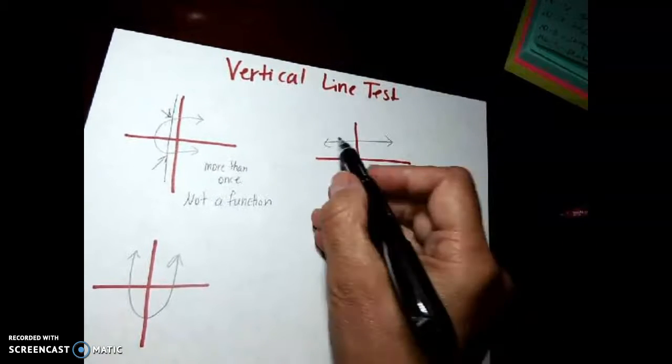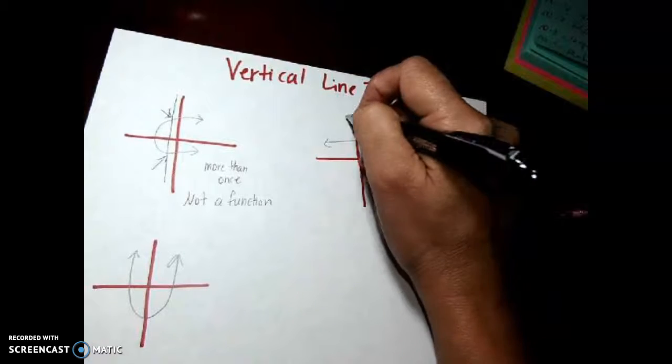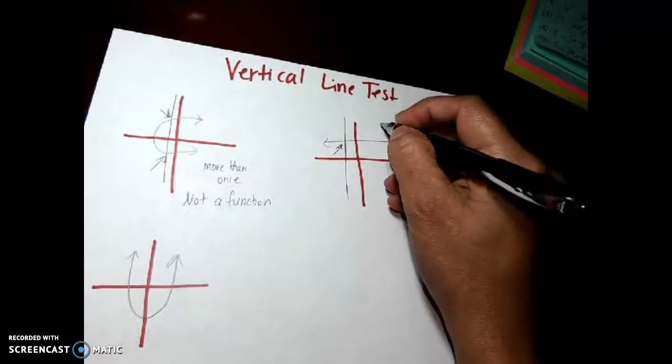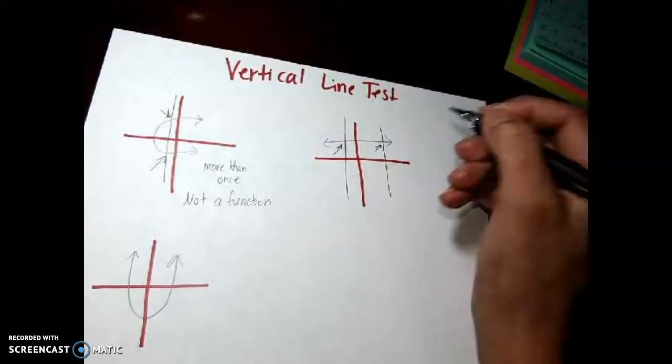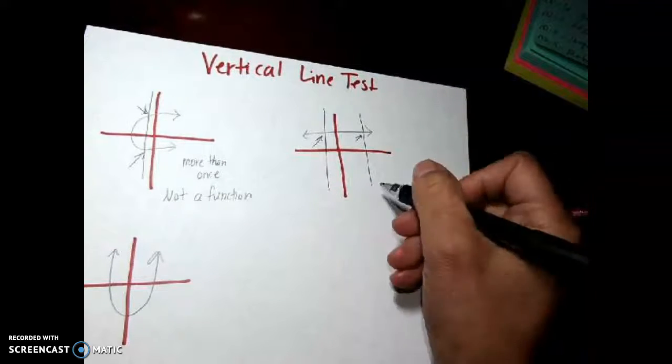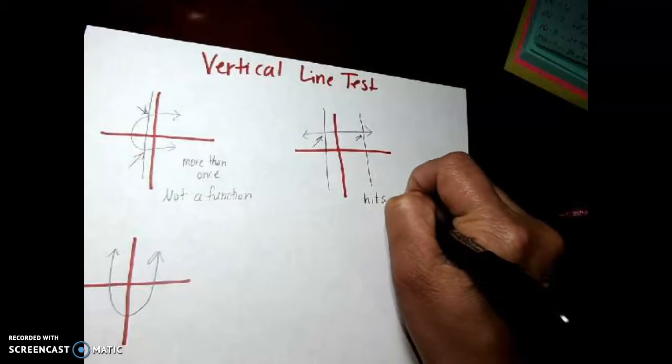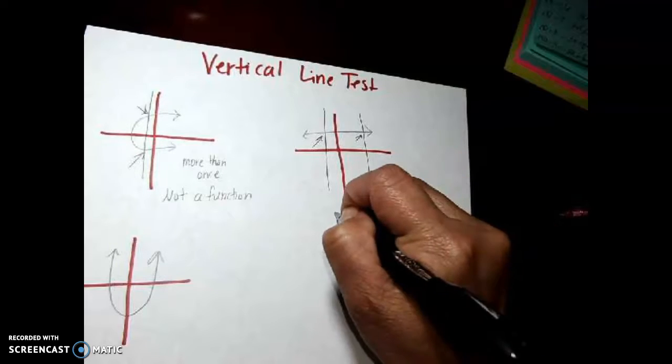So I have a straight line going left and right. Alright, it hits only once here. Even if I drew another line here, it only hits once. So on this vertical line test, it hits once. So this is a function.